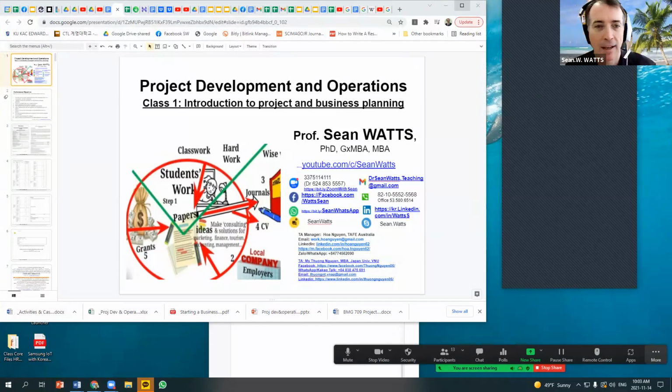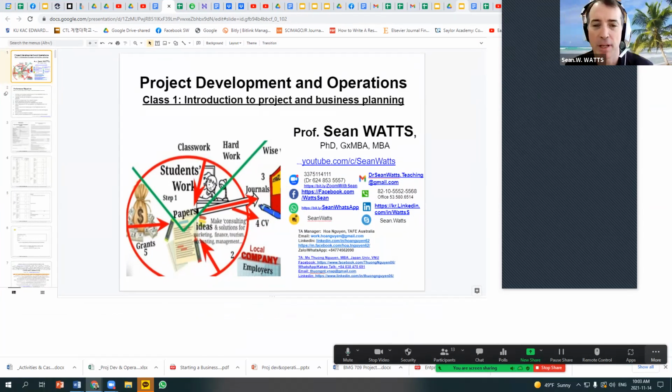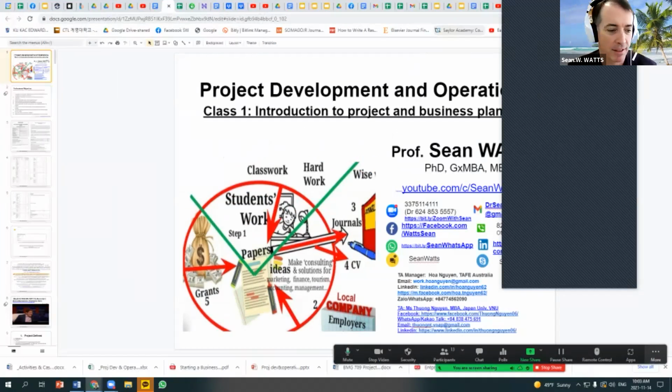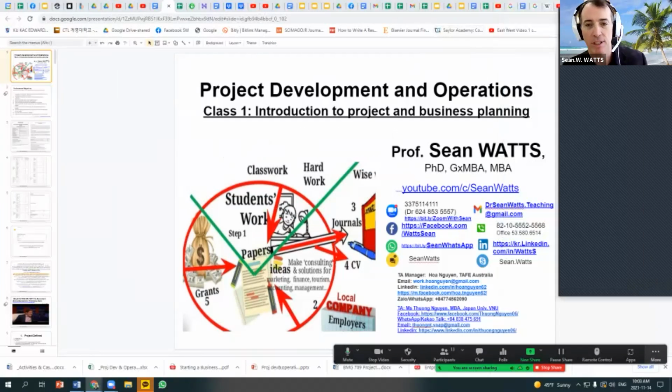So welcome back to project development operations, or new business development activities. We're talking today about different project development and operations aspects compared to existing textbook definitions of what should be in a new business development plan, and what are examples of new business development.